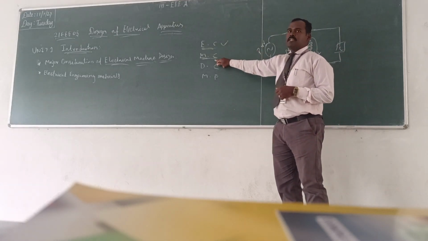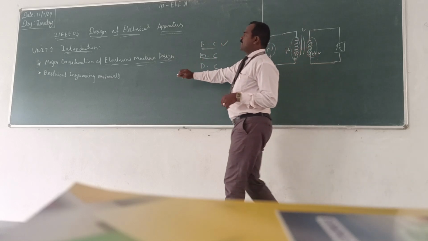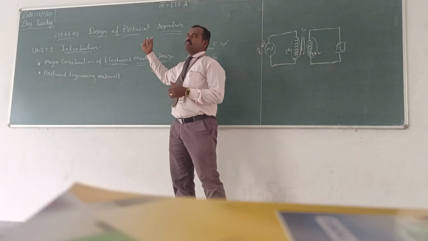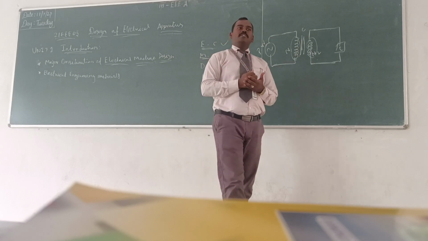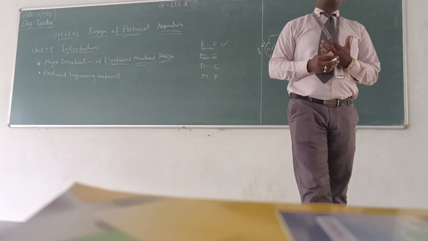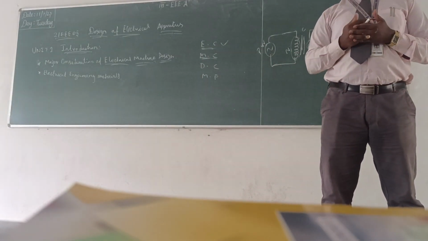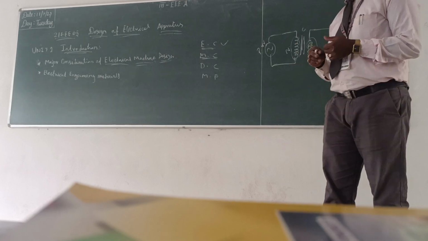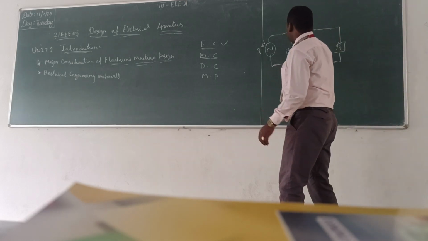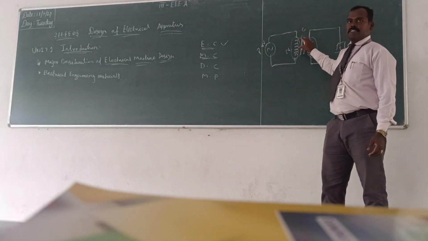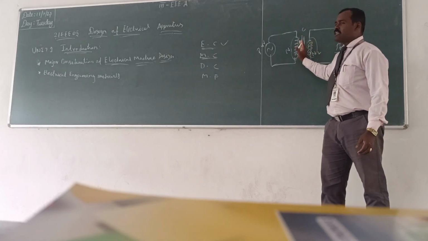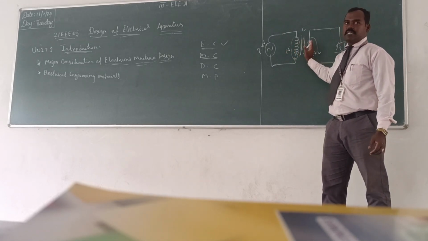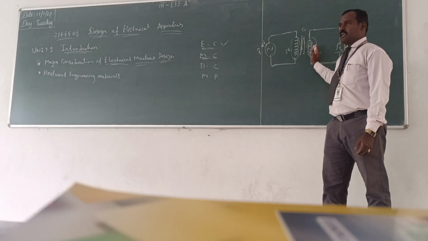Now the magnetic circuits, because we are dealing with electrical machines, right? It has the winding. According to Faraday's law of electromagnetic induction, we consider the magnetic circuit. Once we give the supply in the primary winding, there is no direct connection between the primary and secondary windings. It is magnetically connected.